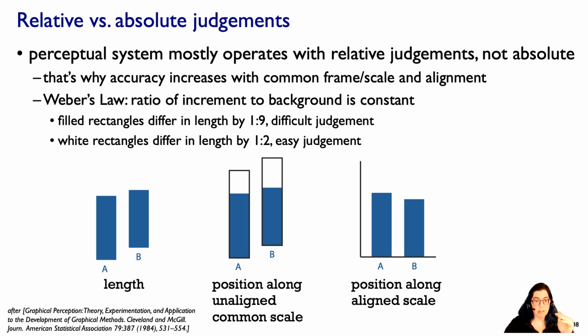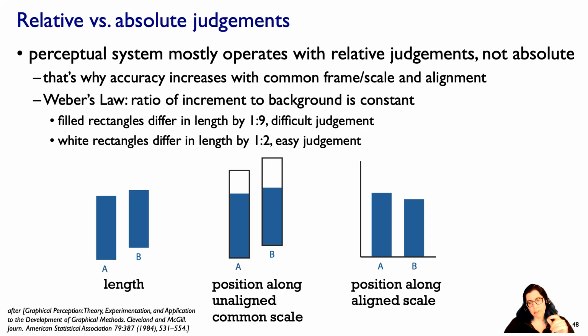So this is a really easy judgment. It's really easy to notice that the right side white rectangle is twice as big as the left side white rectangle, whereas that's harder because the filled ones are 1 in 9, not 1 in 2. And then we're essentially doing a similar judgment when we align these. We're now able to actually check, is this one the same height as that, or is it a different height? That comes down to making another one of these judgments that have to do with how different is it.